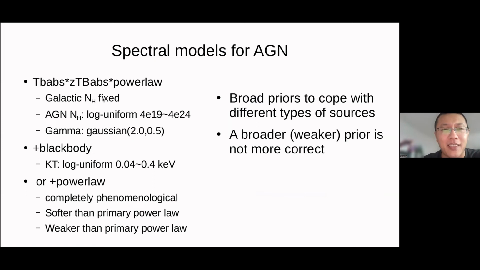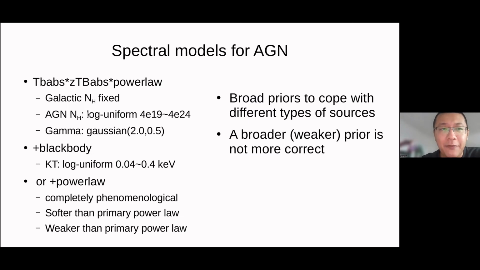We fix the Galactic column density, and for the AGN column density, we adopt a log-uniform prior between 4 times 10^19 and 4 times 10^24. And for gamma, we adopt a Gaussian prior centered at 2 with a sigma of 0.5. To model potential soft excess, we add blackbody components. We adopt a log-uniform prior on the temperature between 0.04 and 0.4 keV. Alternatively, we use another model for the soft excess, which is a power law model. This is a completely phenomenological model.